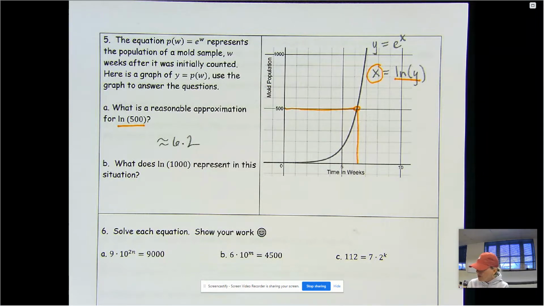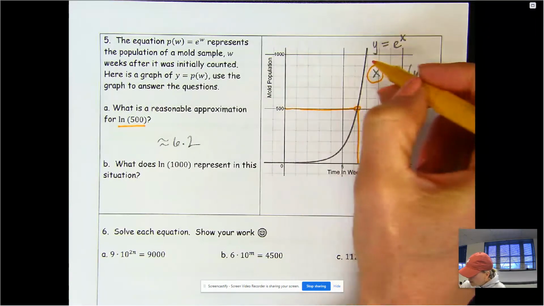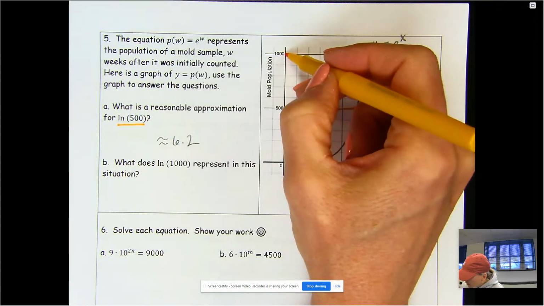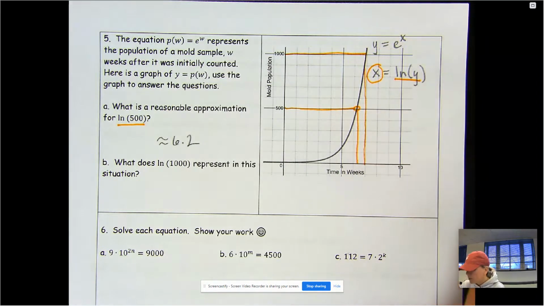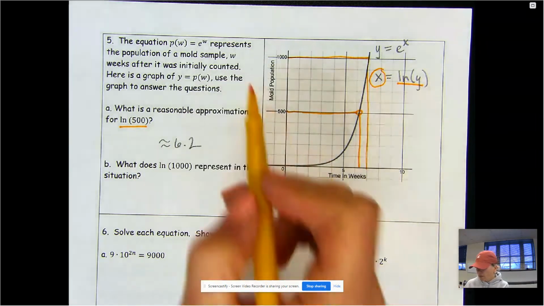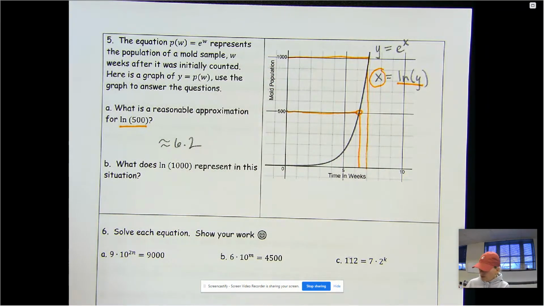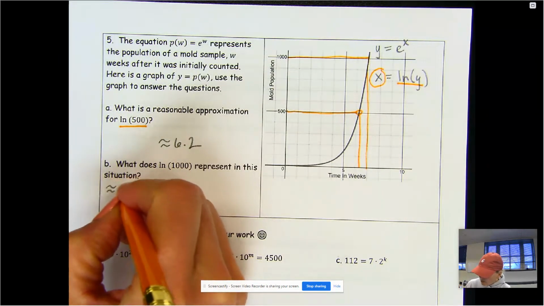All right, what does the natural log of 1,000 represent in this situation? So this value right here is 1,000, and then the natural log of 1,000 is, I don't know, it's really close to 7. And so what it represents in this situation is that in about 7 weeks, the mold population will be at roughly 1,000. Okay, so the natural log of 1,000 is approximately 7.